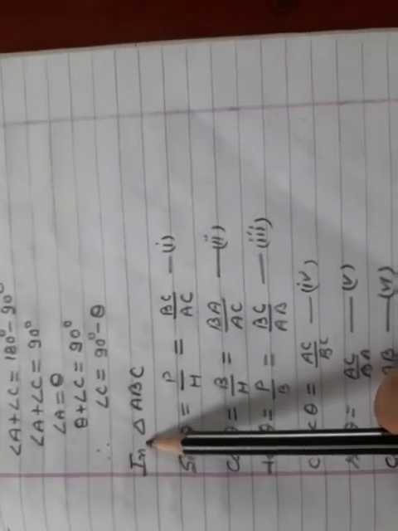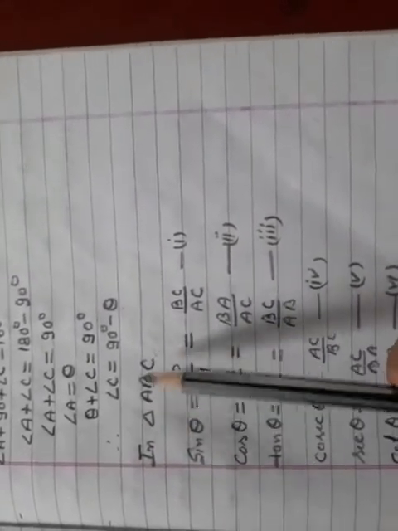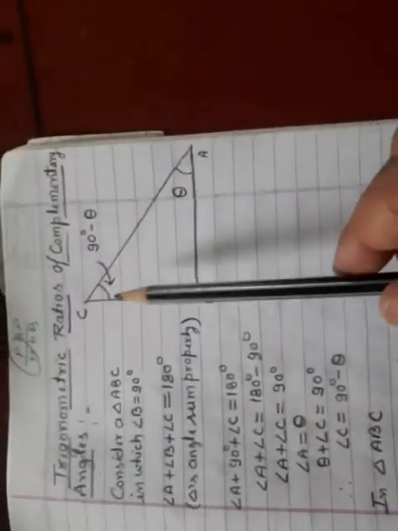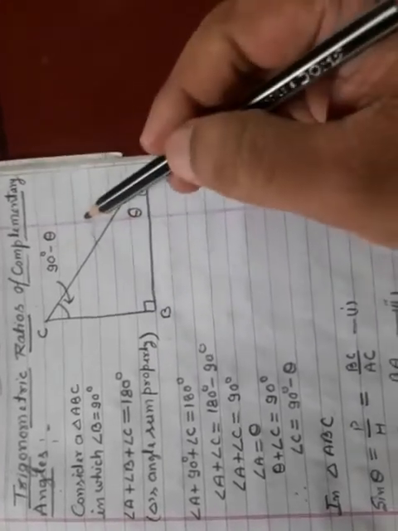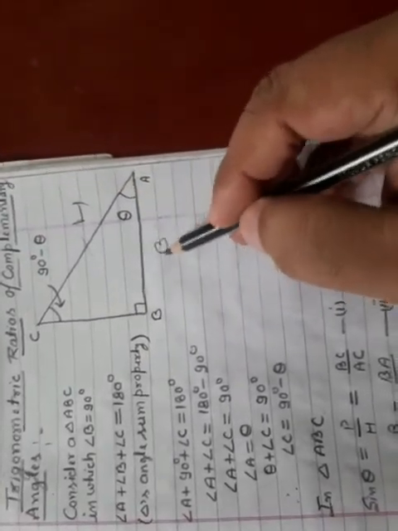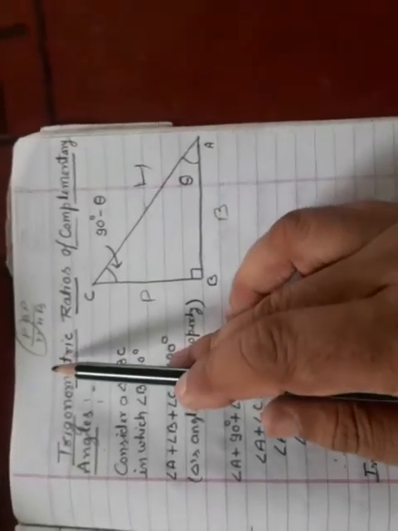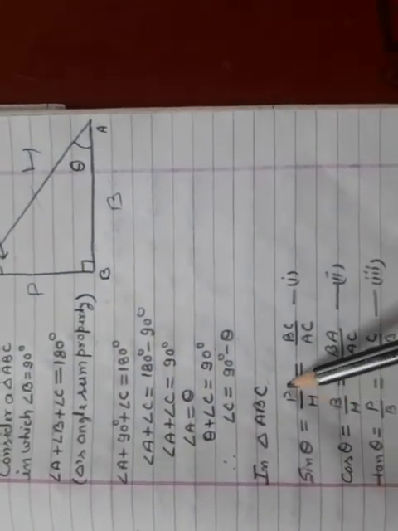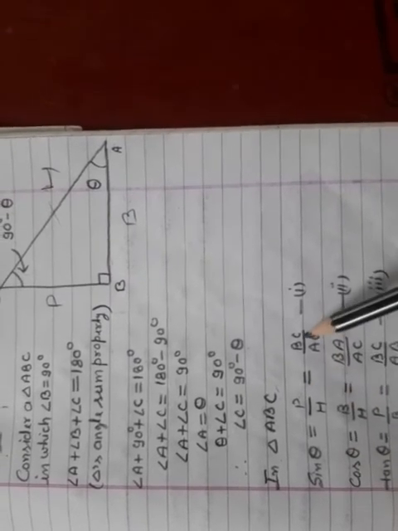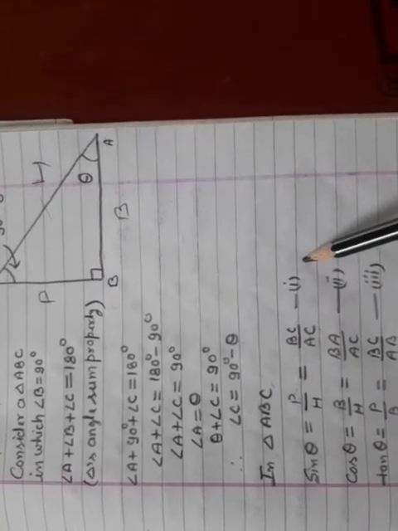Clear? Now look here in triangle ABC. This one is the hypotenuse, this one is the base, and this one is the perpendicular. Now look at sine theta. Sine theta is equal to P by H, perpendicular upon hypotenuse. Here BC upon AC is the first equation.